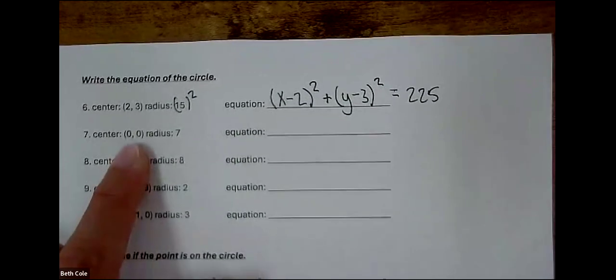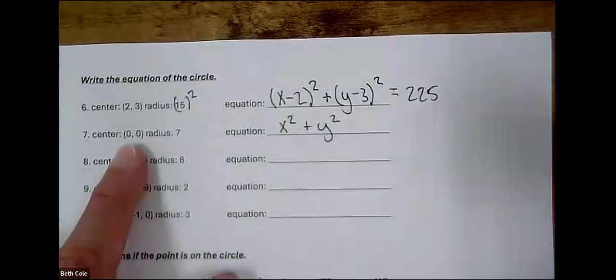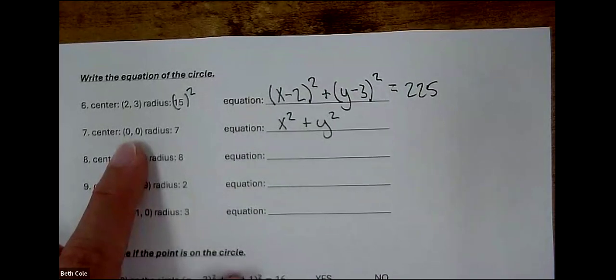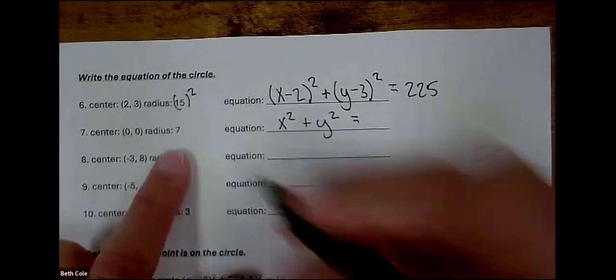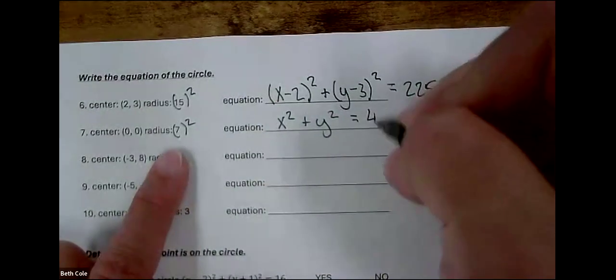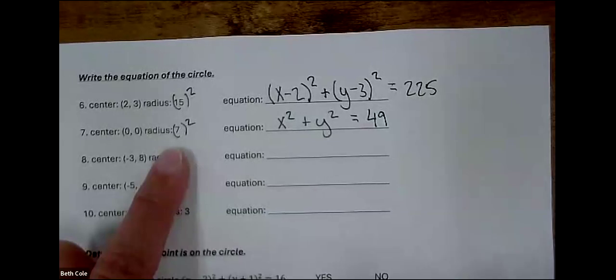All right, this one's 0, 0. So I can just put x squared plus y squared. I don't need to have any numbers with those because they're just 0. Equals, and then we're going to have to do 7 squared. That would be 7 times 7. Does anyone know that one? Just throwing it out there. It's 49. Good job. Again, you can always use the calculator.